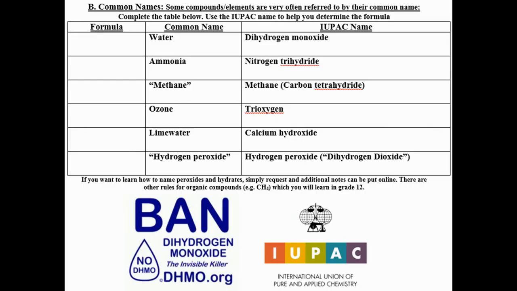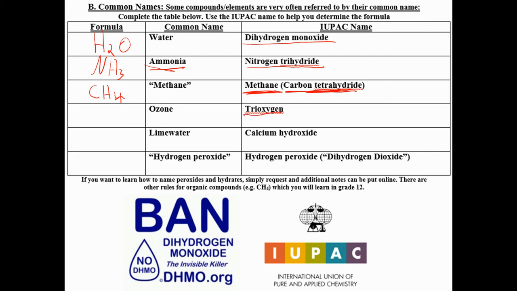Some compounds, and you don't really need to remember this, but it's allowed for you to do this if you want when you're writing chemical reactions. You can represent them by their common name. So for example, instead of putting dihydrogen monoxide in a chemical reaction, you can put water. Ammonia, that's more the common name. Instead of putting nitrogen trihydride, you could put ammonia. Methane, instead of putting carbon tetrahydride, you can put methane. That's an organic chemistry name, and we'll learn more of that later on.